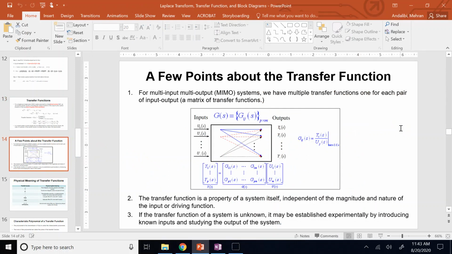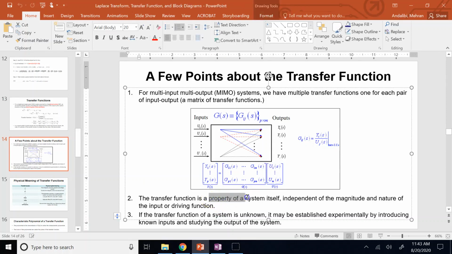Now, a few more points about transfer functions. So we learned that the transfer function is what? It's a property of the system itself. It does not depend on input. I mean, regardless of what input you give to the system, the transfer function is the same. So what will change? Of course, the output, right?